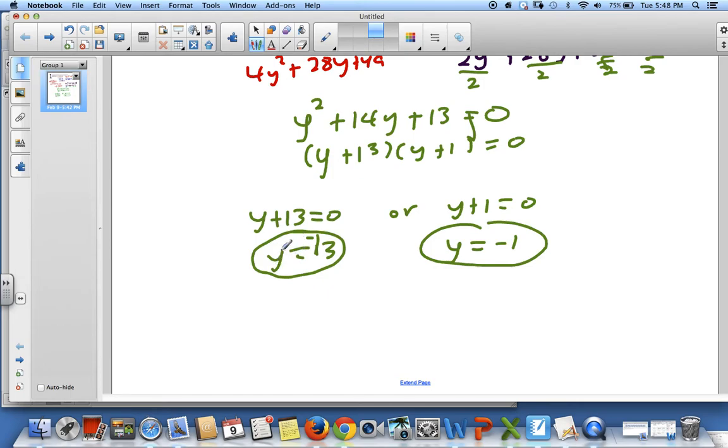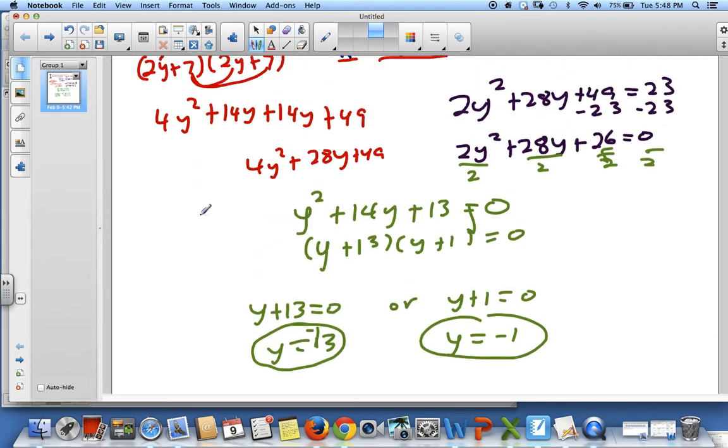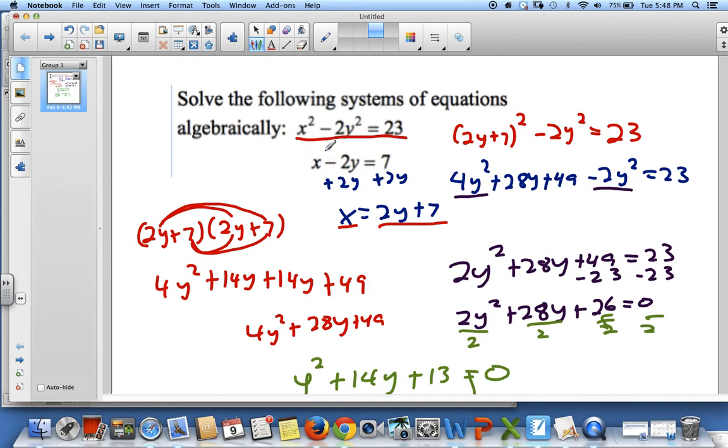I want to find out the x values now, so I'm going to go back to the top and look at my equation. I can plug the y values into either one of these equations. Let's plug it into this one right here. Usually you can plug it into either one. I'm going to plug it into this one because it's a little bit easier to work with, I guess. So we got a y value equal to negative 13.